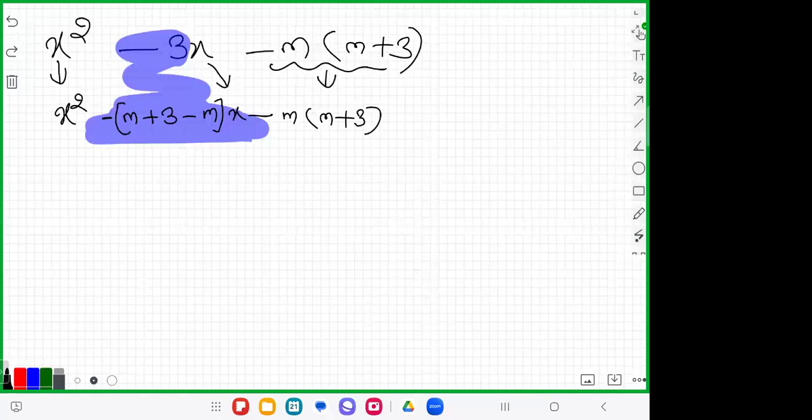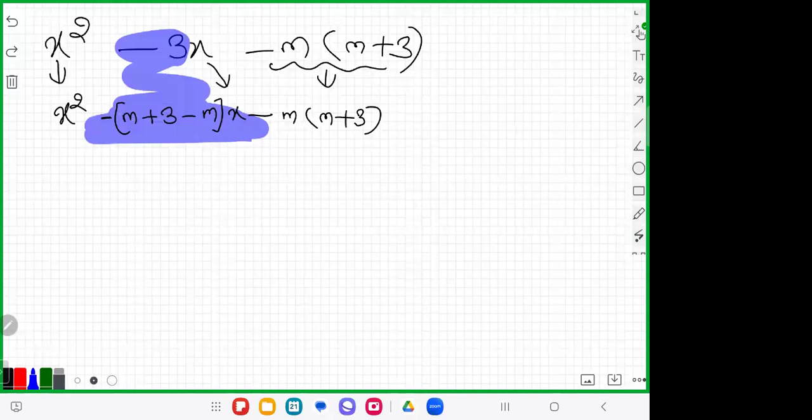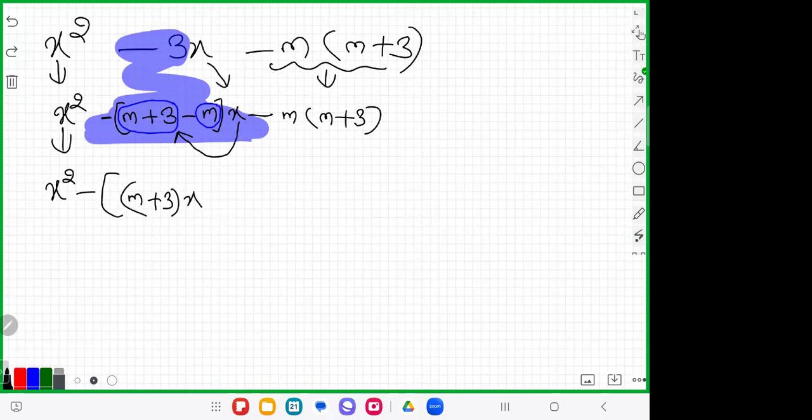What is the meaning of this one? Look, we can rearrange this m plus 3 as 1, this part as a 1, and this is another. So you are multiplying this x square is x square. When we are multiplying this with this one, you will get minus of inside m plus 3 into x. When we are multiplying this with here, minus m into x. Close the bracket, minus m into m plus 3.